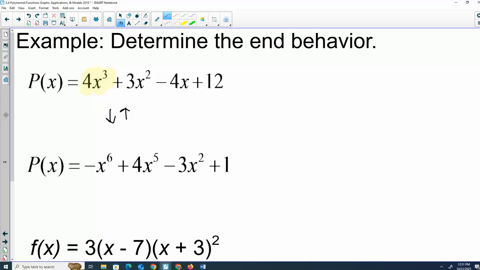All right, second one. If I said negative x to the 6th, my degree is 6, that's even, so it starts out like a parabola. What will the negative do? Flip it upside down, so both ends are pointing down.